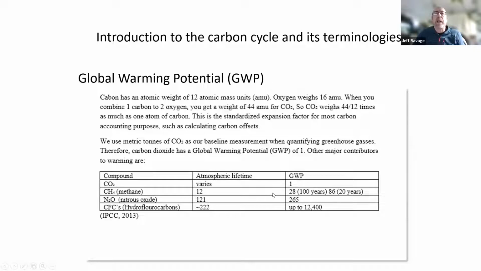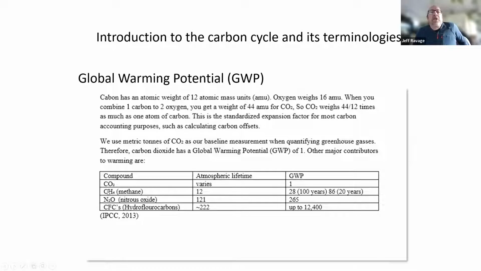It's all global warming potential is all based on carbon dioxide. Its global warming potential is 1. Its lifetime in the atmosphere varies. For example, today the amount of CO2 in the atmosphere is down almost 1 part per million. So it can fluctuate.